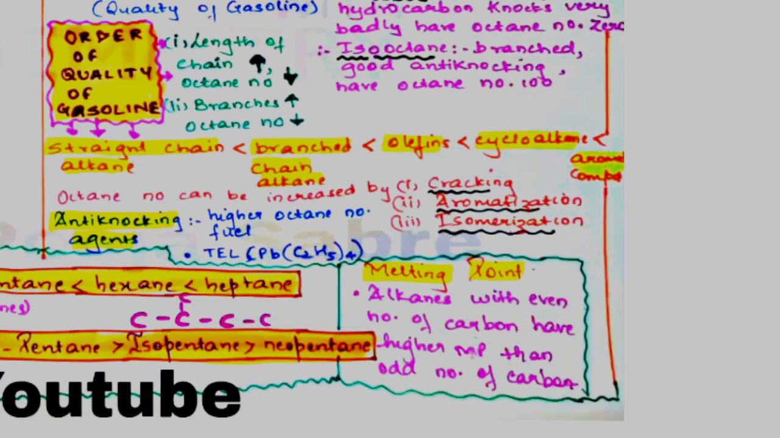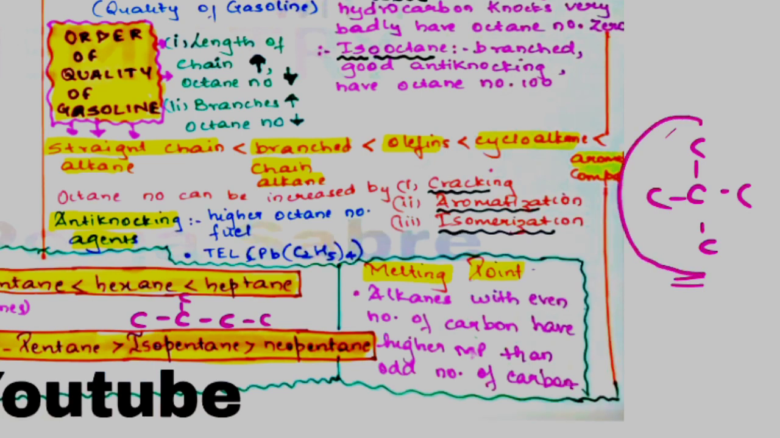Okay, so since there is a branching, the boiling point is reduced. For neopentane, this is the structure. Now remember, you are going to write down hydrogen as well. I'm only concentrating on carbon, but you need to write down hydrogen.